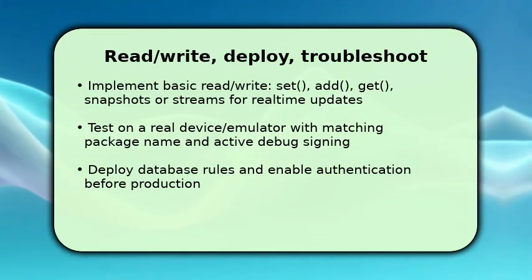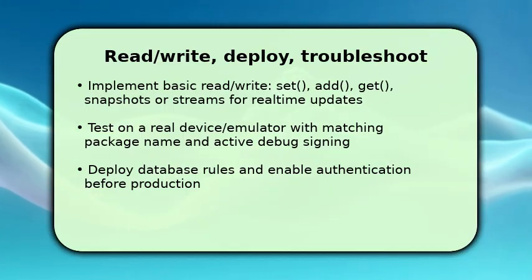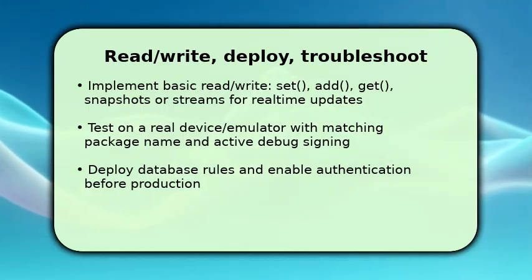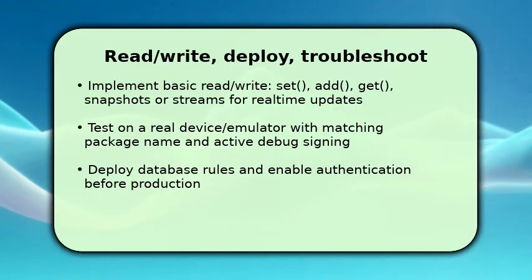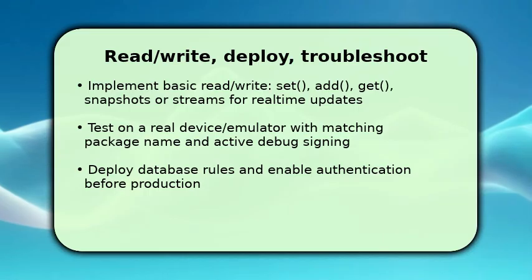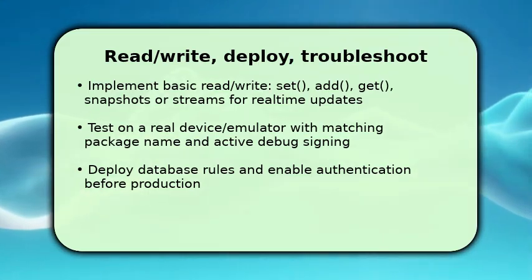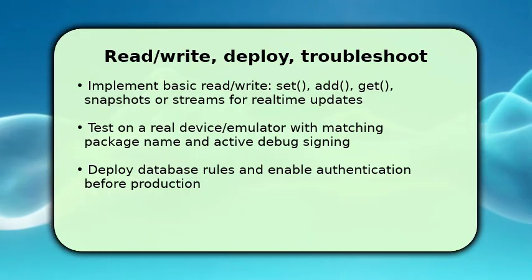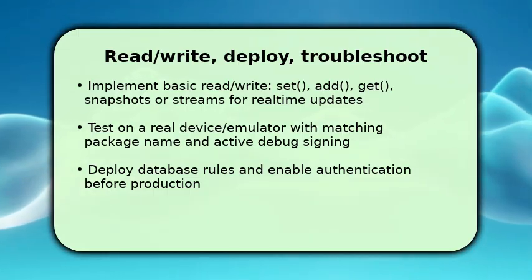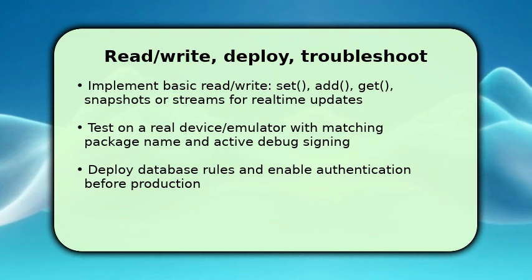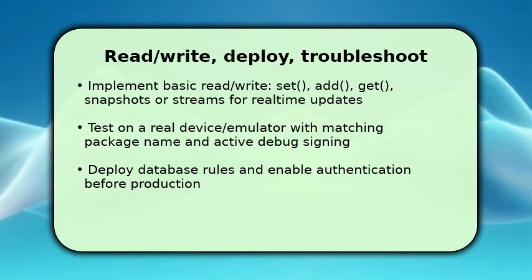Test on a device or emulator whose package name and debug signing match the Firebase app you registered, otherwise requests will be rejected. Finally, deploy security rules and enable authentication before going live so clients can only access allowed data. If something breaks, check console errors and ensure Google Services files and SHA1 match. Mismatched config is the most common issue.